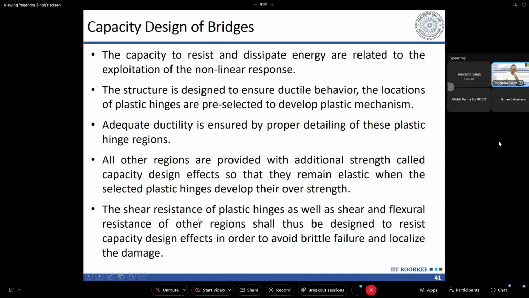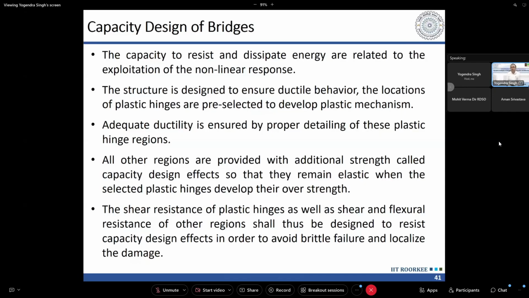And within piers also, we have to avoid the shear failure, because RCC members are ductile only in flexure. As we have seen in case of columns, when the axial load comes, the ductility reduces. That's why the ductility of a bridge is much less than the ductility of a building, although both are properly designed.